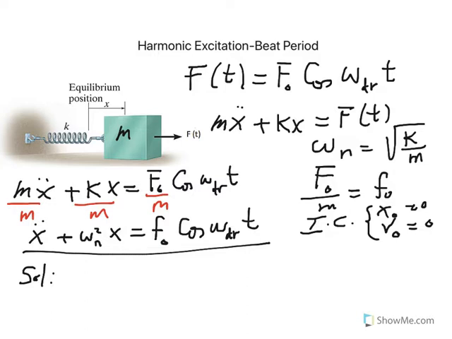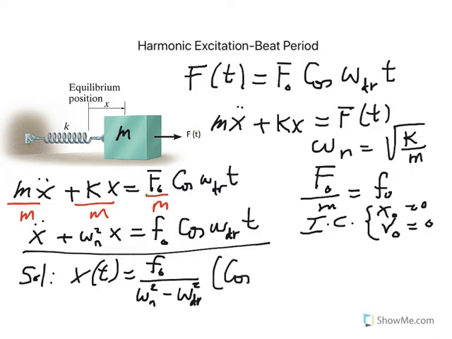The solution to this is going to be x as a function of time, the motion of the mass as a function of time. It's going to be this normalized amplitude f0 divided by omega n squared minus omega dr squared, where omega dr is the driving frequency, times cosine omega dr t minus cosine omega nt. So remember, this is the response of the system, or the motion of the mass, if the initial conditions are equal to 0.